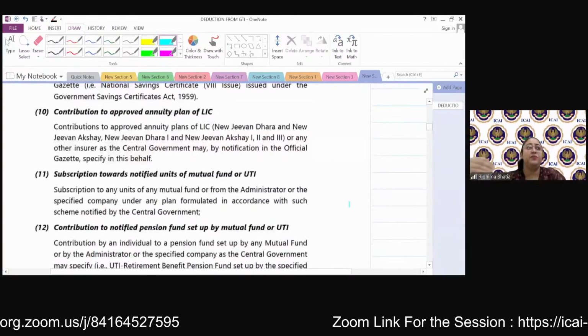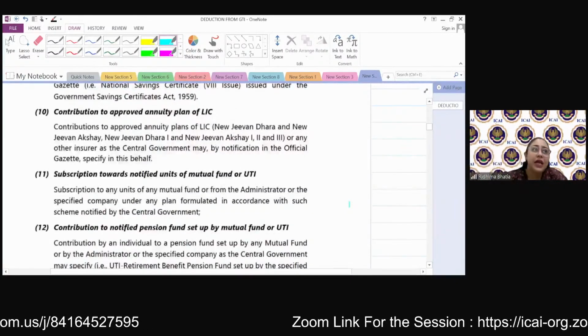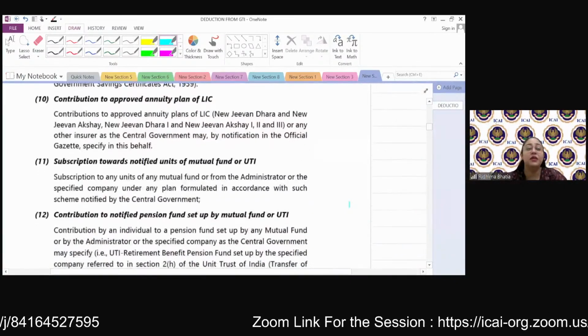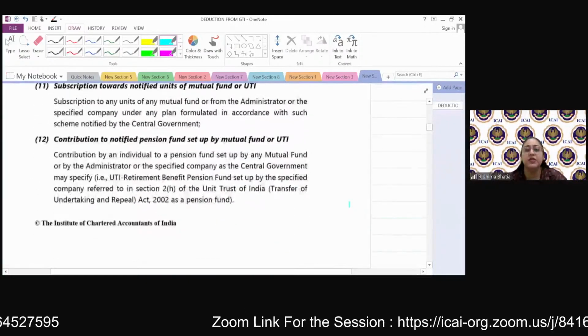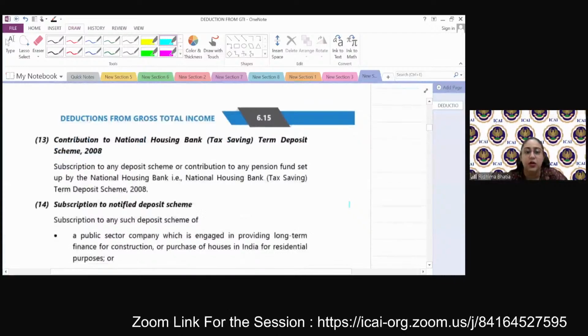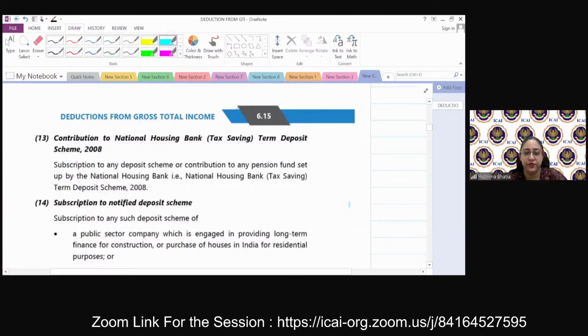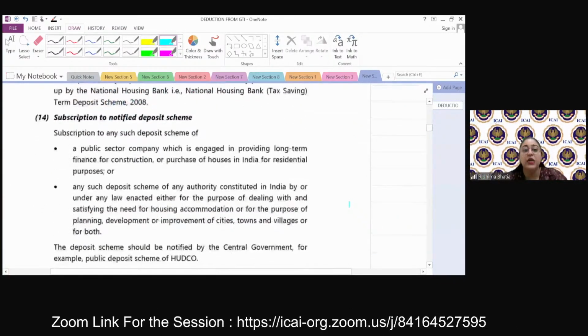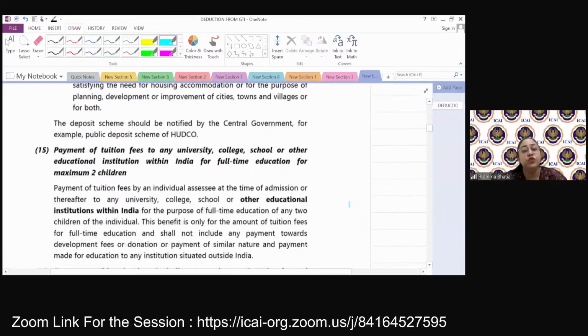Common ones again: SPF, PPF, RPF, LIC, ULIPs, National Savings Certificate, Senior Citizen Savings Scheme account, notified mutual funds, ELSS types, NABARD bonds. If you're making an investment, you'll get a deduction. Then, most important, tuition fees.